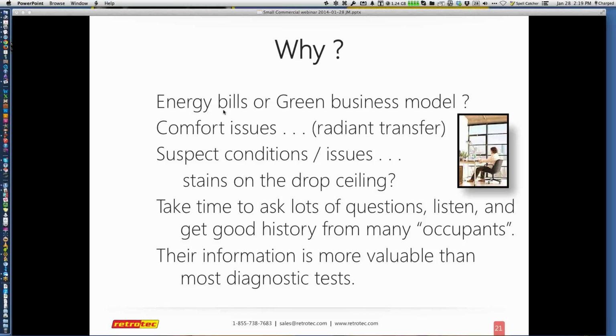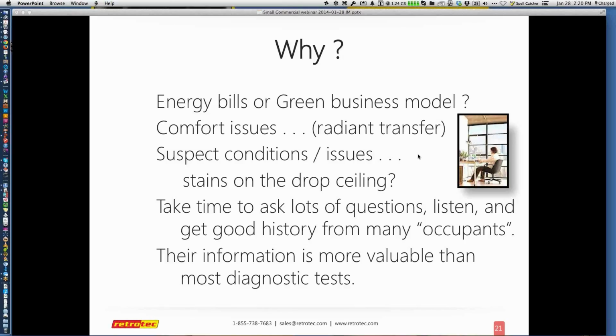Is it energy bills or is it a green business model? A lot of times you're there because energy is actually the last thing on their mind. It's usually a comfort issue. And I got the image there of the person sitting by the windows. So in the summer they're kind of hot, and in the winter they're freezing because the HVAC system is working fine, but the structure was designed in a way that their body temperature was being completely determined by what they were near. You know, stains in the drop ceiling.